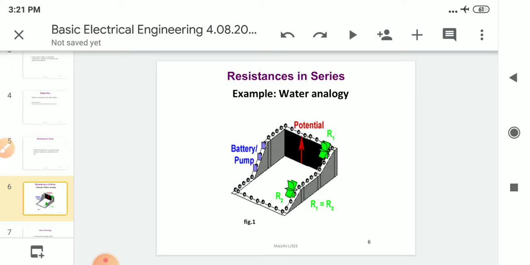Here is a water analogy. R1 and R2 are the resistances. A battery is used to connect these resistances in series, and the battery is a source. Here, due to the potential, the current flows.